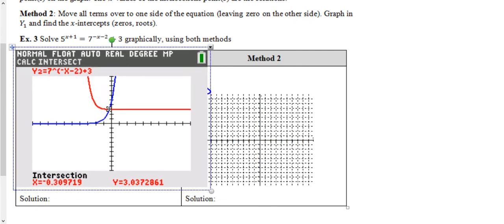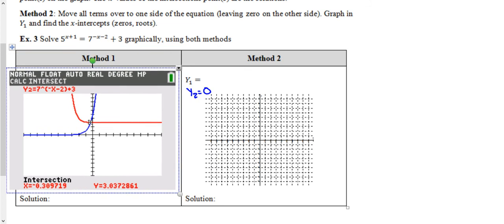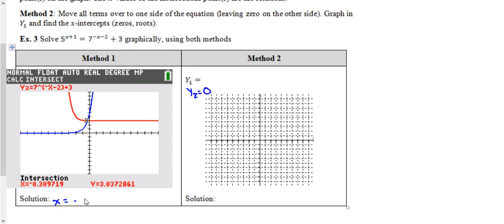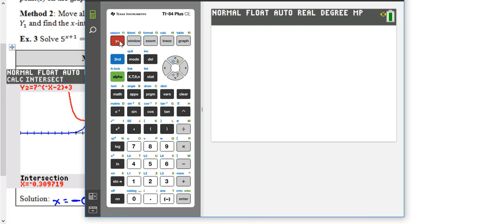So our x value, or our solution there, is negative 0.31, if you really rounded. So I got x equals negative 0.31. There we go. And on the right side we're going to do the exact same thing, but this time with a 0 instead for y2.